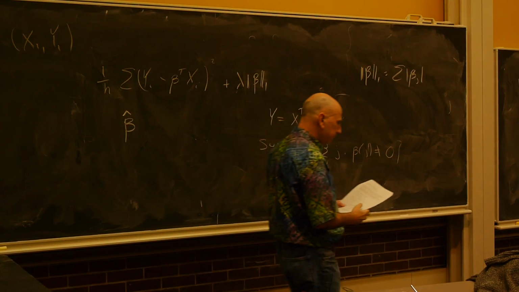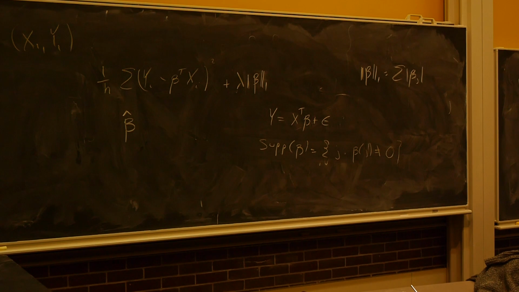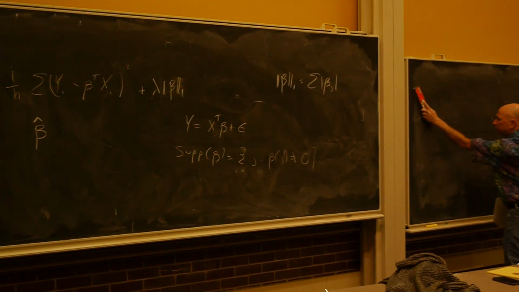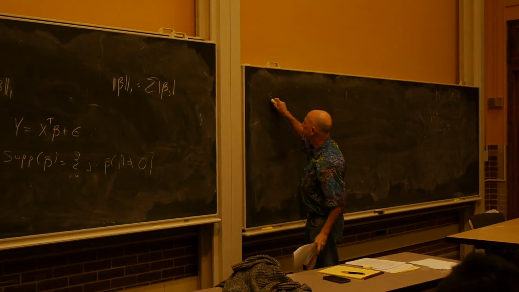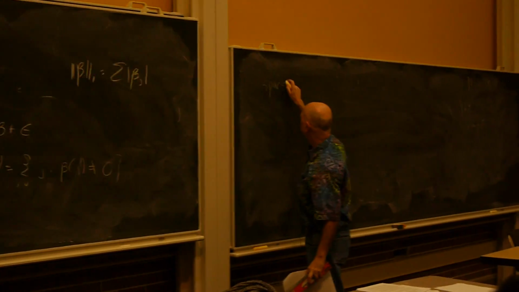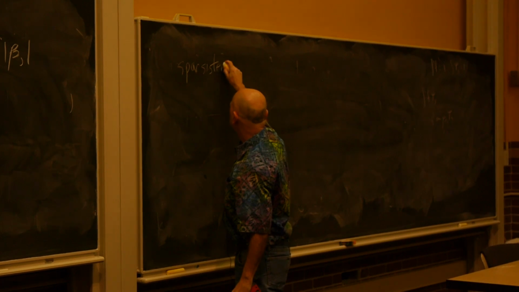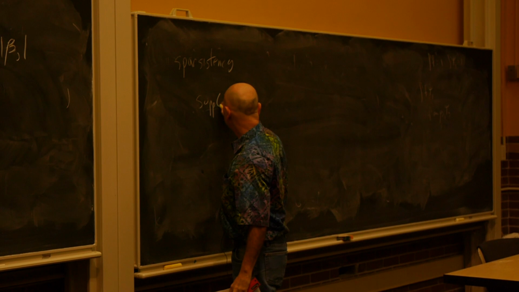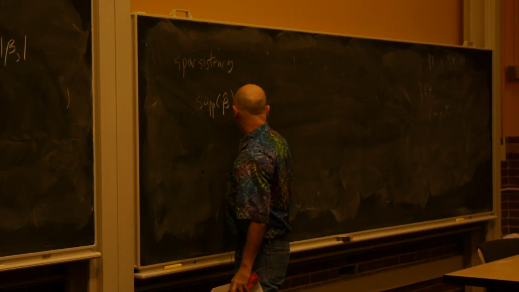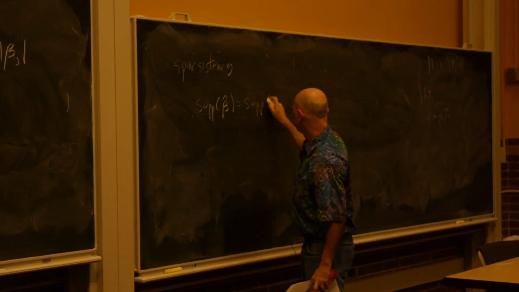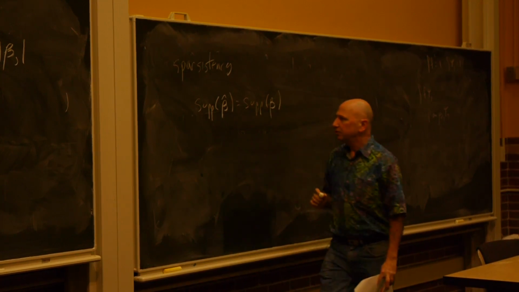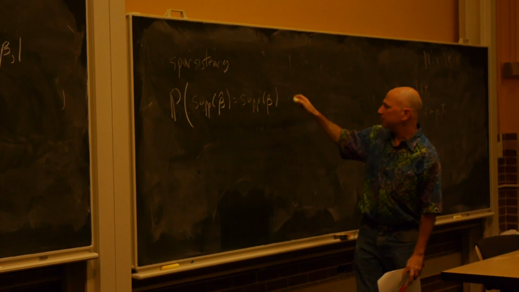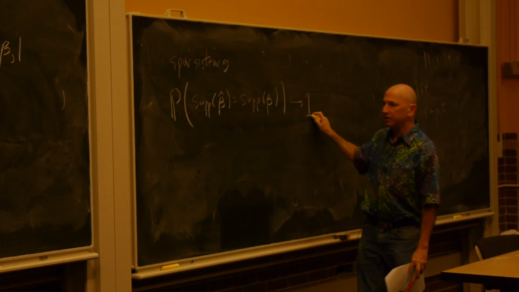Then we can talk about the lasso estimator. Beta hat also has a support. And what sparsistency means is that the support of your estimator is equal to the support of the true beta with probability going to 1.